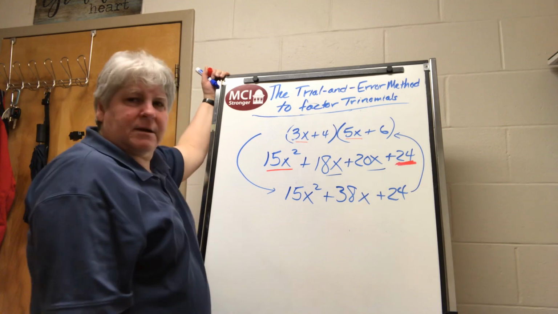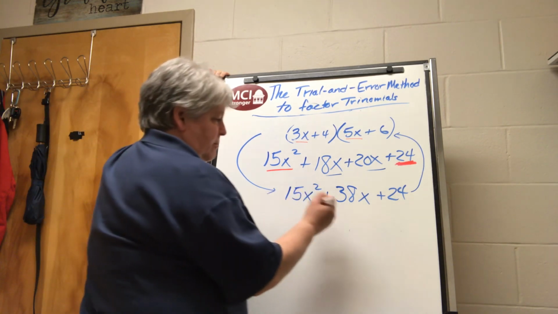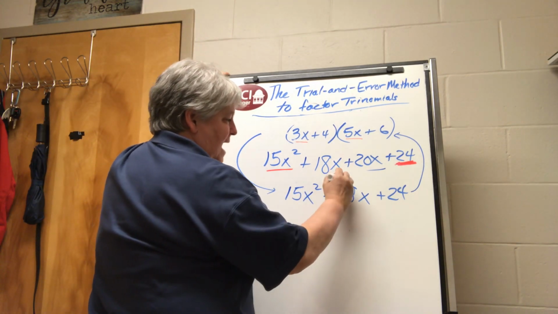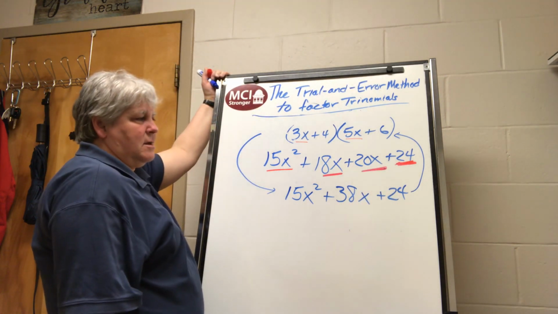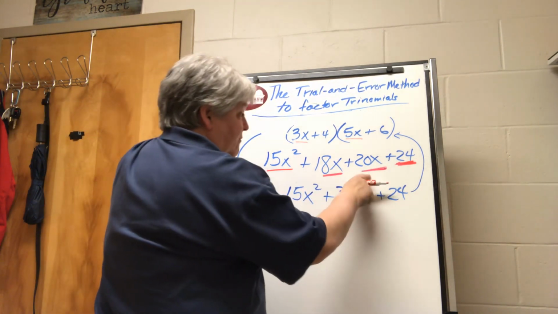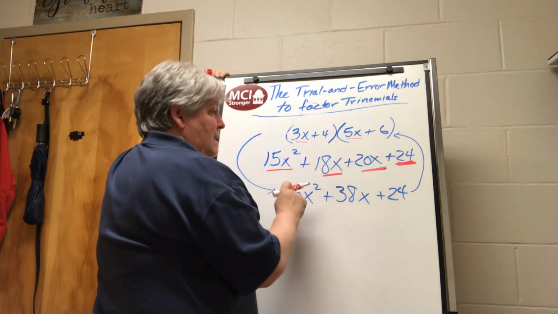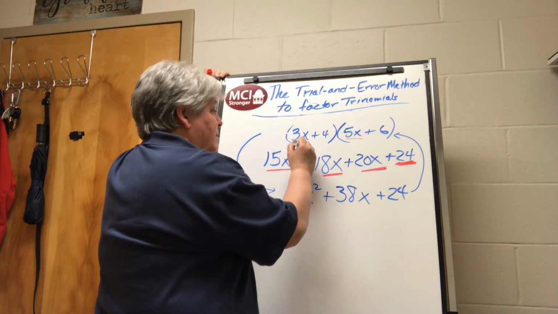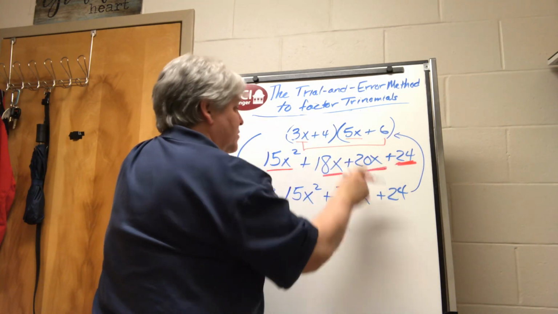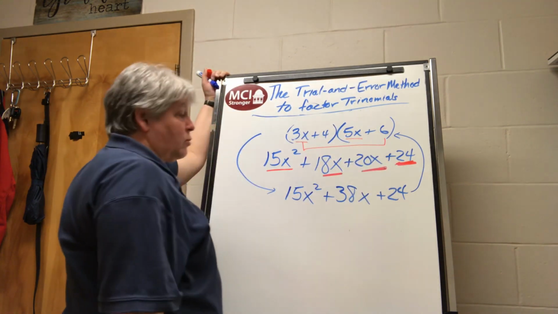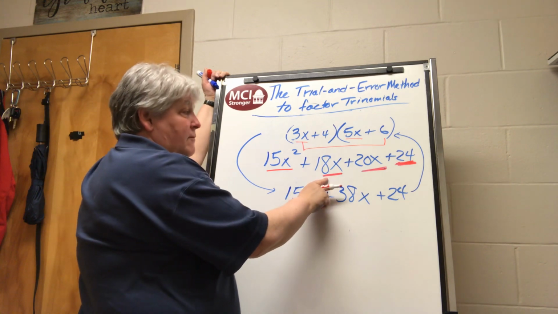The term that's hardest is the middle term, because the middle term came from adding these two terms together. And where did these terms come from? Well, the 18x came from multiplying what we call the outers, the two faraway terms, this term and that term. That's where the 18x came from.